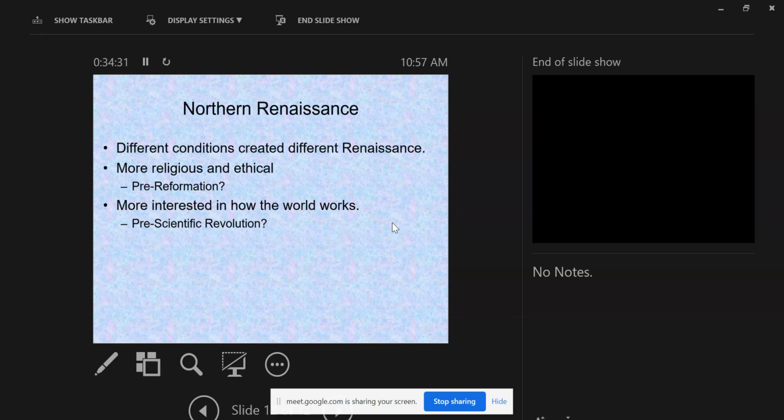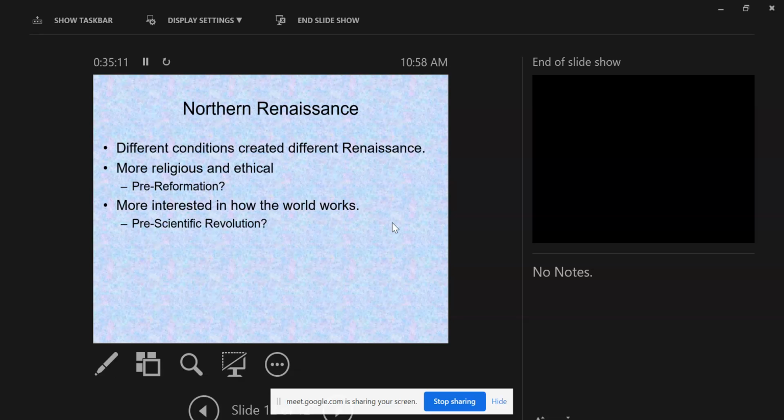I think that different conditions on the Italian peninsula, and then going north in places like the Holy Roman Empire and England and bits of France, the different conditions of the people living in those places create a kind of different Renaissance. And I think it's kind of ironic that the popes at this point in time are Renaissance guys, more interested in living in the here and now, enjoying their wealth and power than they are in saving souls.